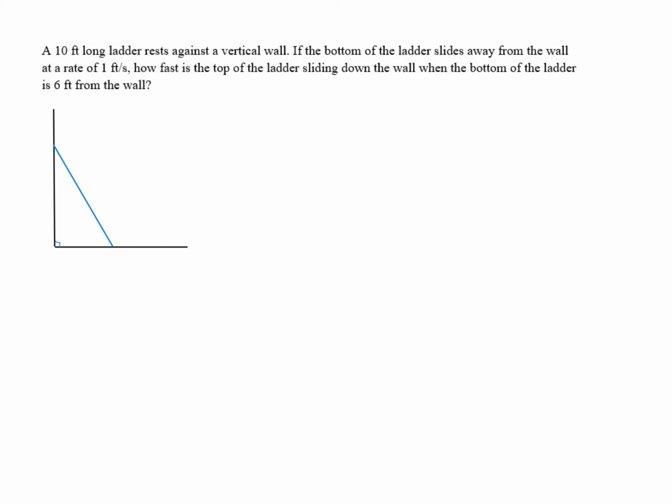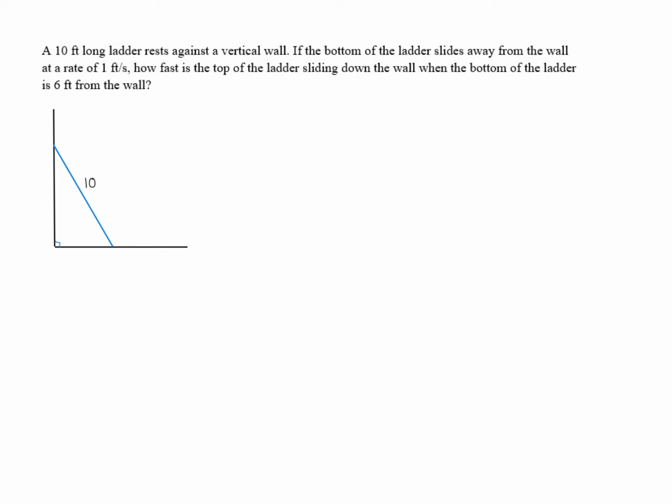Do we know any of the lengths of the sides of the triangle? Well, we're told that the ladder is 10 feet long. And that is a constant. The ladder is always 10 feet long. It's not going to get longer or shorter. So we can label that side of the triangle, the hypotenuse, as 10.